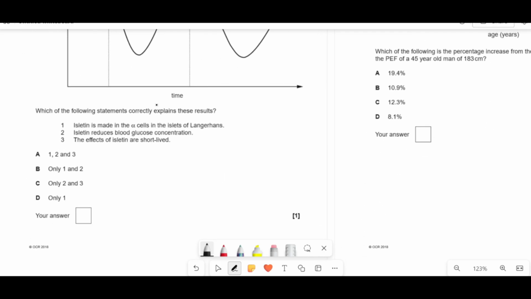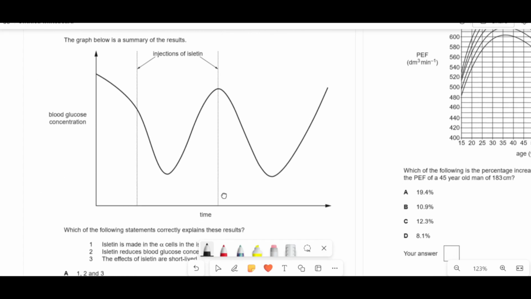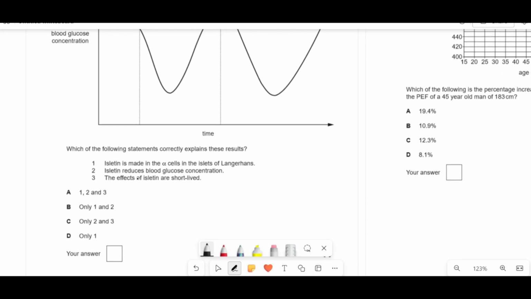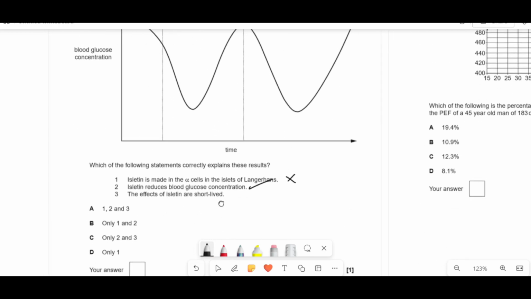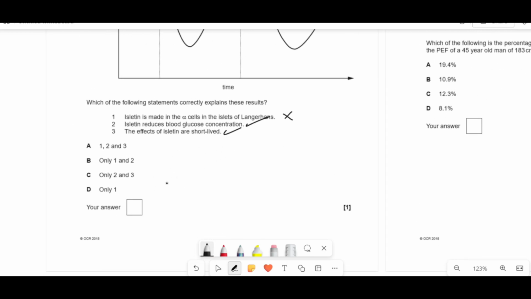So then, it says which of these explains the results correctly. So, iletin is made in the alpha cells of the islets of Langerhans. No, it's made in the beta cells. So that one's immediately out. The iletin reduces the blood glucose concentration. Well, most definitely does. And the effects of it are short-lived. So it's clearly a somewhat short-acting thing, and it's coming back up, and they have to keep redoing it to keep it down. So it's definitely that as well. So in this case, it's got to be 2 and 3, which is C.